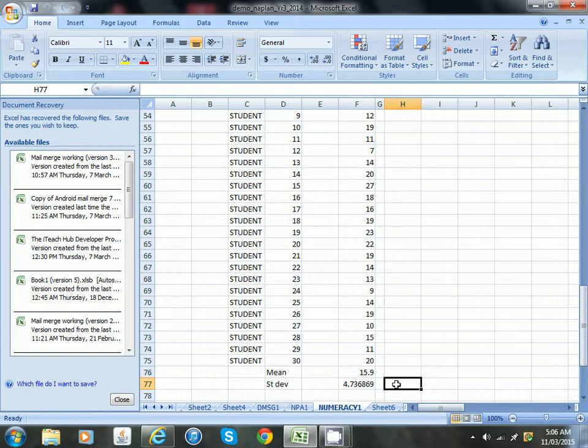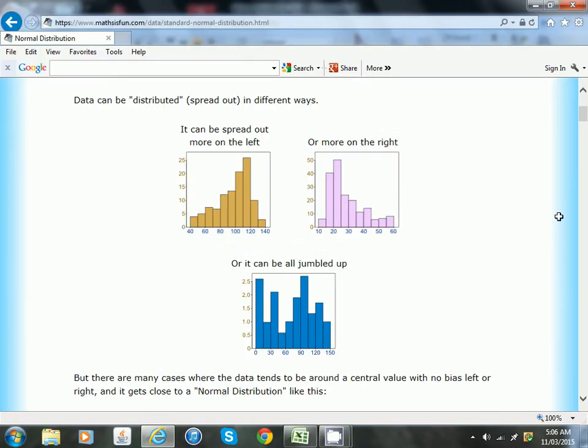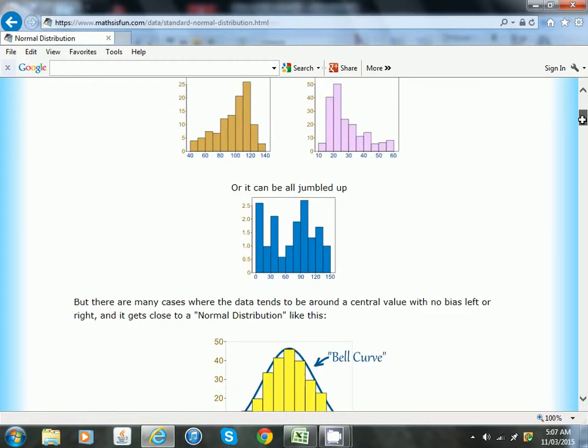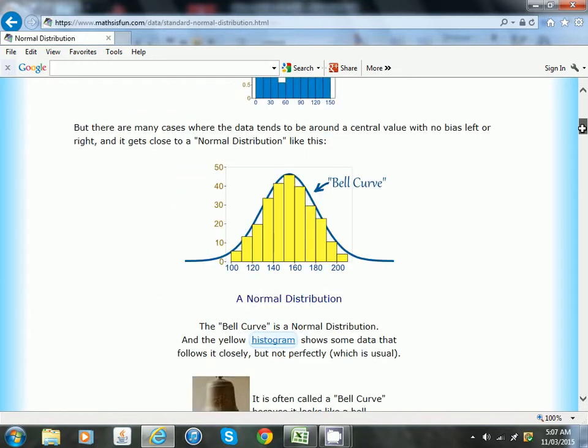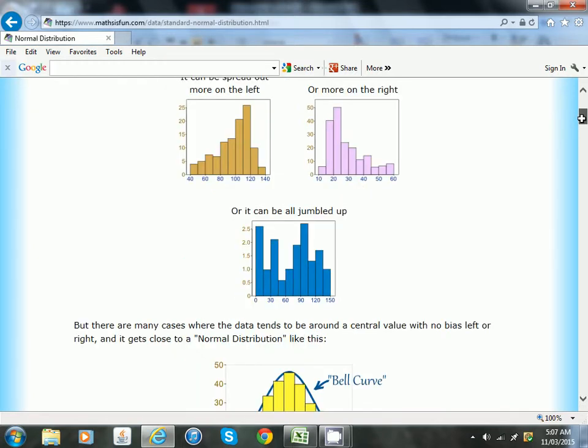Now, I want to try and explain a little bit about how we can interpret that, but I'll have to go back and explain first about how the data can be distributed, and how we can make sense of it. There's a lot of different ways that data can be distributed. When we present our data in a histogram, which will be one or two videos downstream of this, we will find that the data could look like any of these depending on your class set.